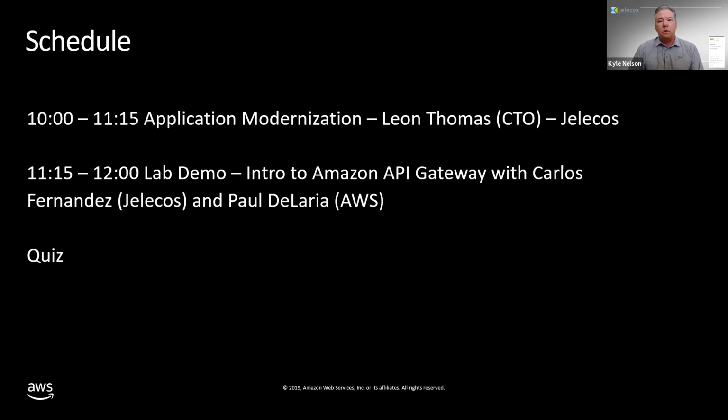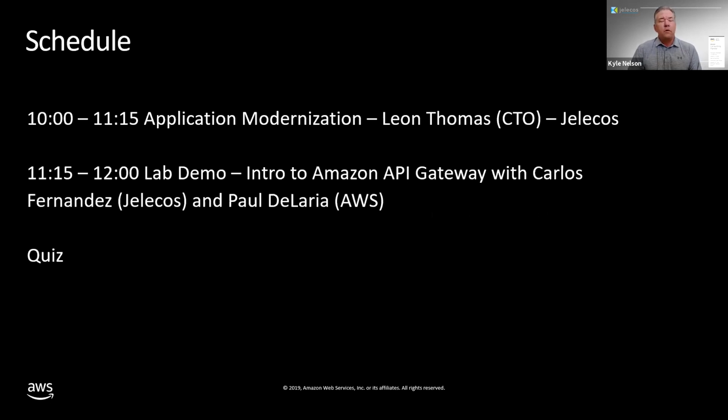So let me get started here with what the schedule will look like this morning. First of all, we'll go through application modernization in general, and not only some very specific methodologies around application modernization, but also how Jellicoe's has been able to leverage application modernization with AWS and our customers. That session will be led by Leon Thomas, who is our CTO here at Jellicoe's. And then the latter part of the webinar will be a lab demo, an introduction to Amazon API Gateway. That will be done by Carlos Fernandez, who is a solutions architect here at Jellicoe's, and Paul Bellaria, who is our partner solutions architect who works for AWS. So we'll get those two parts done. And at the very end, we'll do a quiz. We typically do this when we're face-to-face, and it's a pretty fun little quiz. There will be prizes for those people that answer the questions correctly.